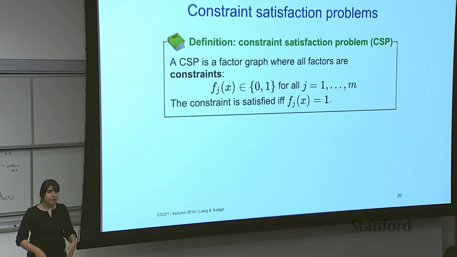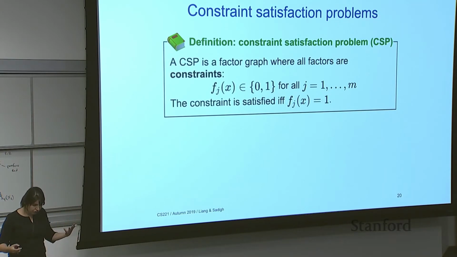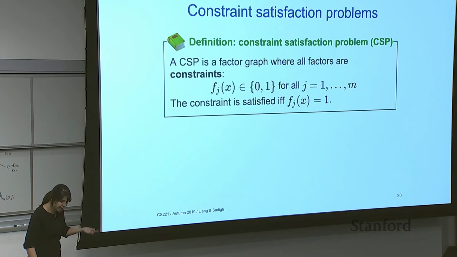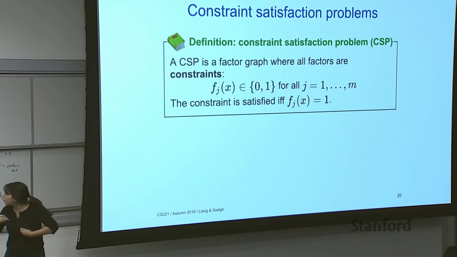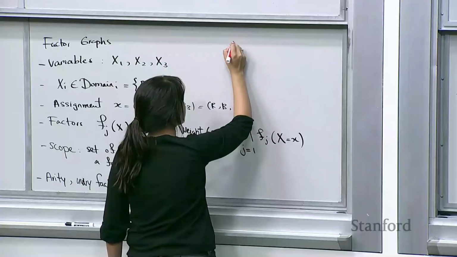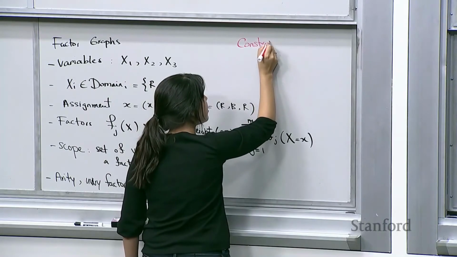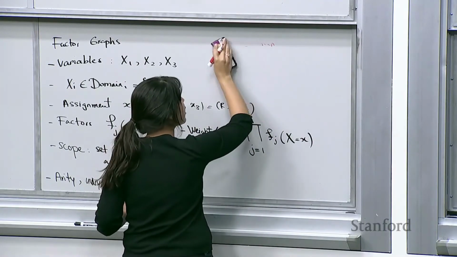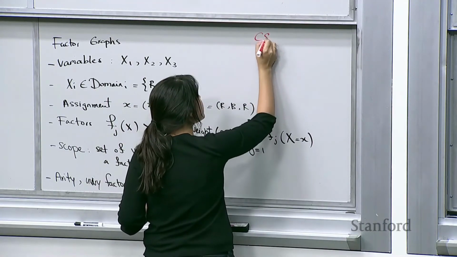All right. So we have been talking about factor graphs. They're these more general things. Now we are going to start talking about CSPs, constraint satisfaction problems, which are just factor graphs where all factors are called constraints, and the factors are going to take value 0 or 1. Okay? And the constraint is satisfied if the factor takes value 1. So we talked about factor graphs. We're going to talk now about constraint satisfaction problems, CSPs.